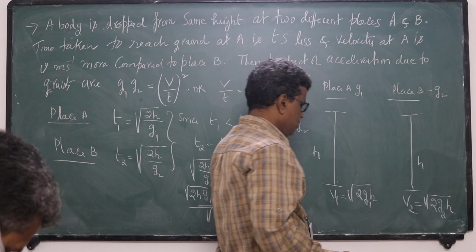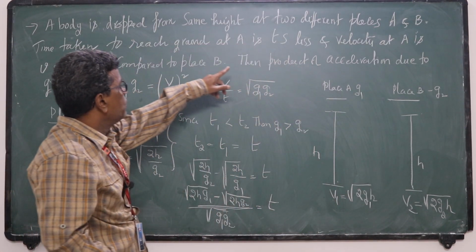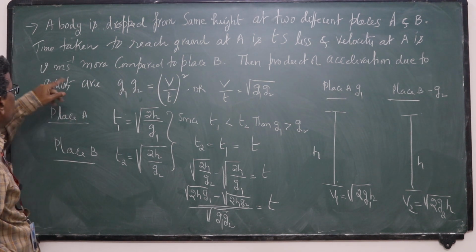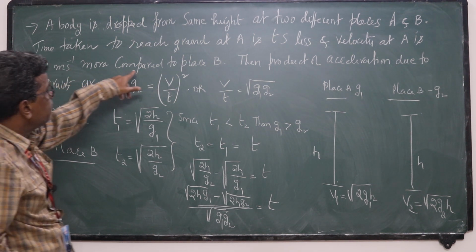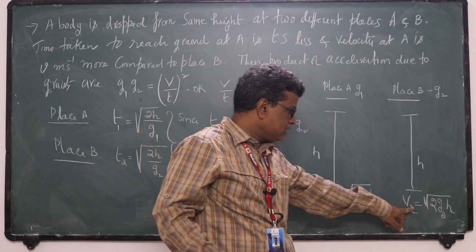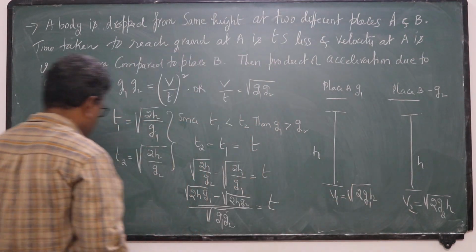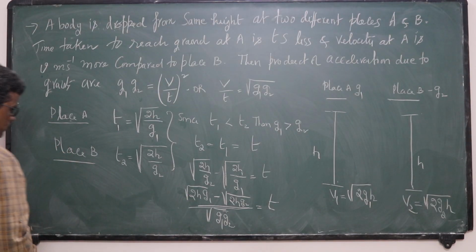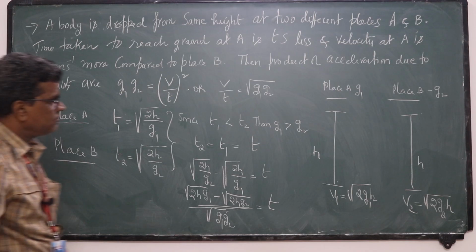Square root of 2g2h. The given is that at place A it is v meter per second more as compared with this. That means v1 minus v2 is v, that is given. So we can write it as v1 minus v2.